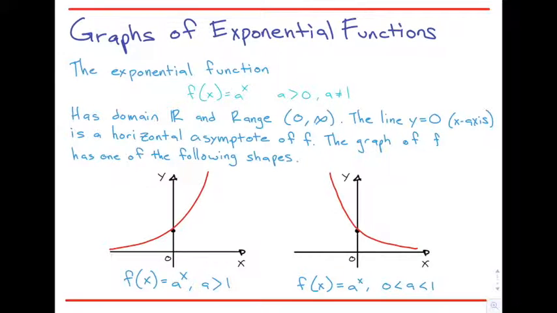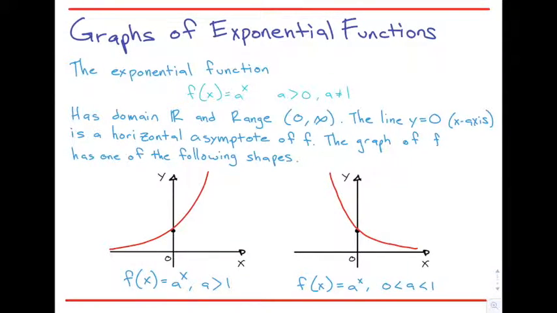So for graphs of exponential functions, the exponential function f of x equals a to the x, for a greater than 0 and a not equal to 1, has domain all real numbers and range 0 to infinity excluding 0. The line y equals 0, or the x-axis, is a horizontal asymptote of f. And the graph of f has one of the following shapes. For a greater than 1, we start really, really small off towards -infinity. We get a little bit bigger, and then once we hit 0, we take on the output 1, and then we get really, really large really, really quickly. Exponential growth functions get really big really quickly.